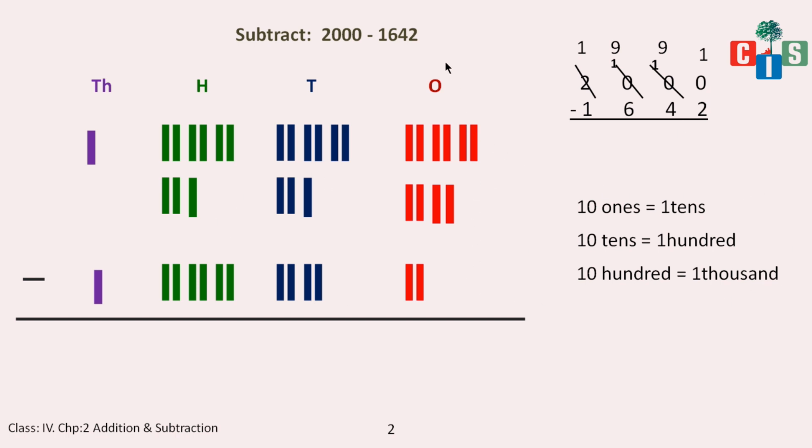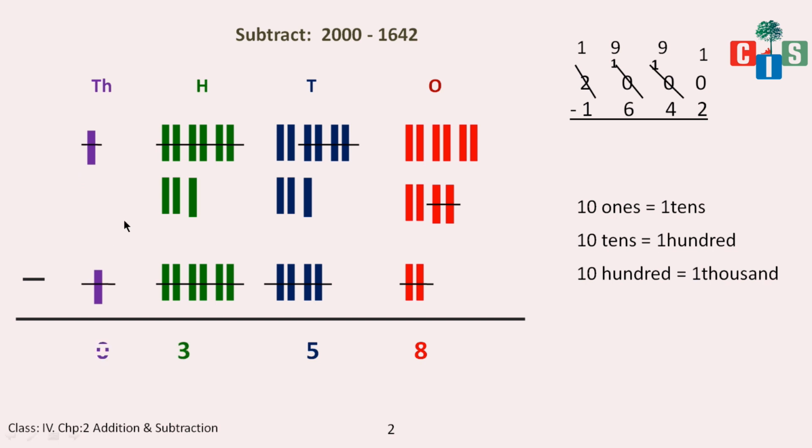Okay. Starting from the ones place, it's 10 sticks minus 2 sticks. 10 minus 2 will give me 8, and then 9 minus 4 will give me 5. Then 9 minus 6 will give me 3, and 1 minus 1 will give us 0.